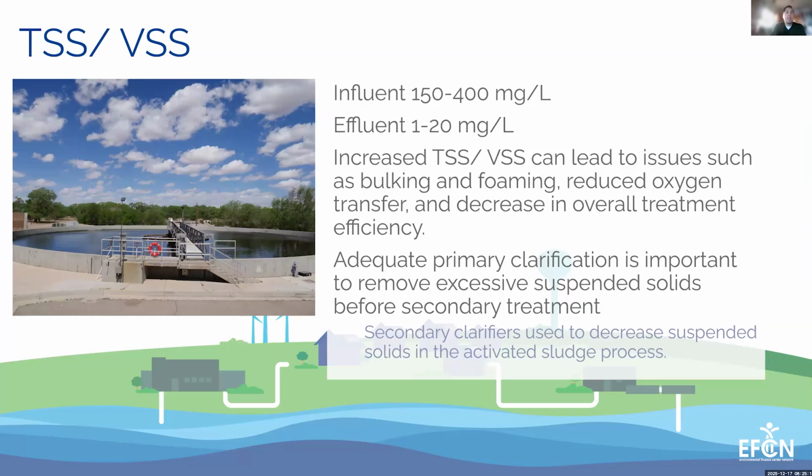Now, we talked last week about our TSS and our VSS. I just wanted to show another slide on that, to show the desired range of the effluent of our secondary clarifiers. So most of the time we have influent of about 150 to 400 milligrams per liter in our activated sludge. Then in our mixed liquor in the activated sludge process itself, when we're reintroducing some of that biomass, the mixed liquor suspended solids will be between about 1,000 and 3,000 milligrams per liter. And then the effluent from the actual secondary clarifier will be between about 1 and 20 milligrams per liter.